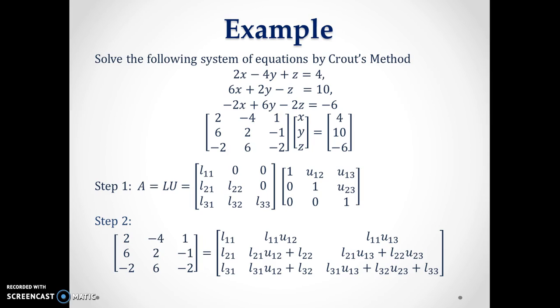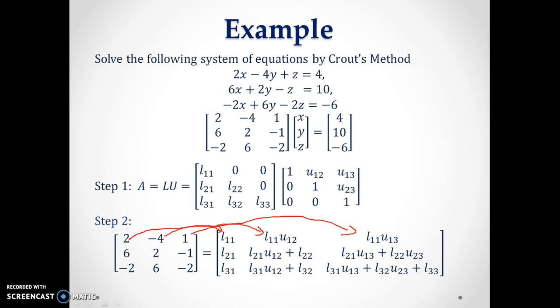Now let us go to step 2. As step 2 I have explained in the earlier video, we write the elements of the matrix A here. So I'm writing A in the expanded form, and then we are performing the matrix multiplication on the RHS. So what we do next is, we equate these two matrices, and since they are equal, their corresponding entries must be equal. So that means 2 must be equal to L11, minus 4 must be equal to L11 into U12, and 1 must be equal to L11 into U13.